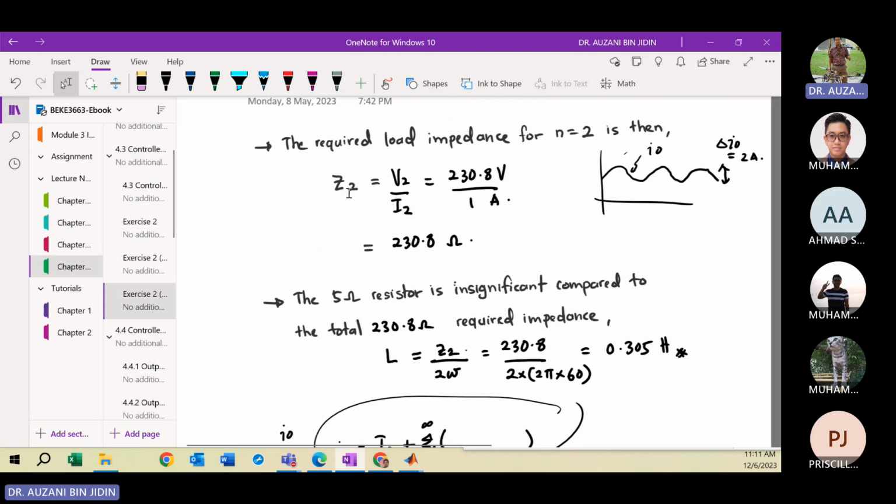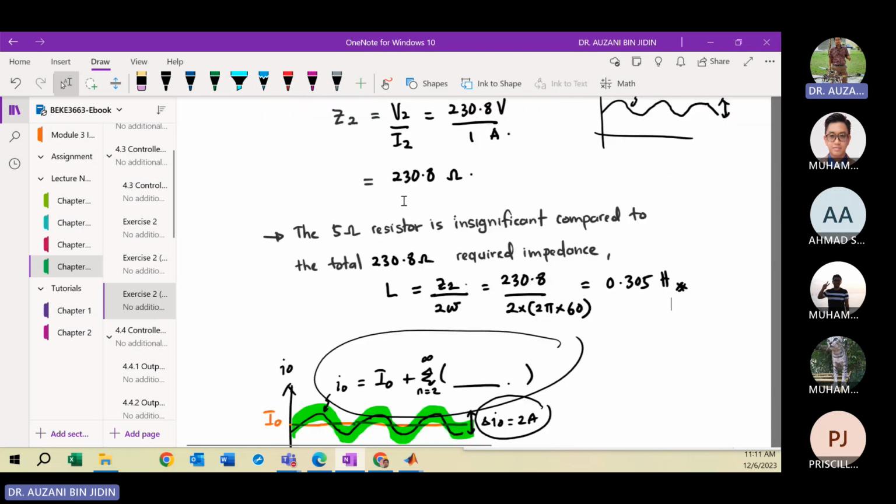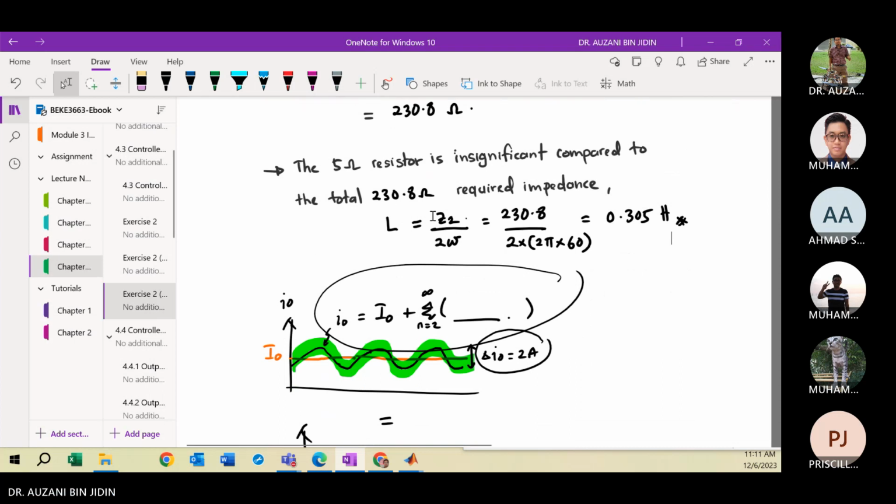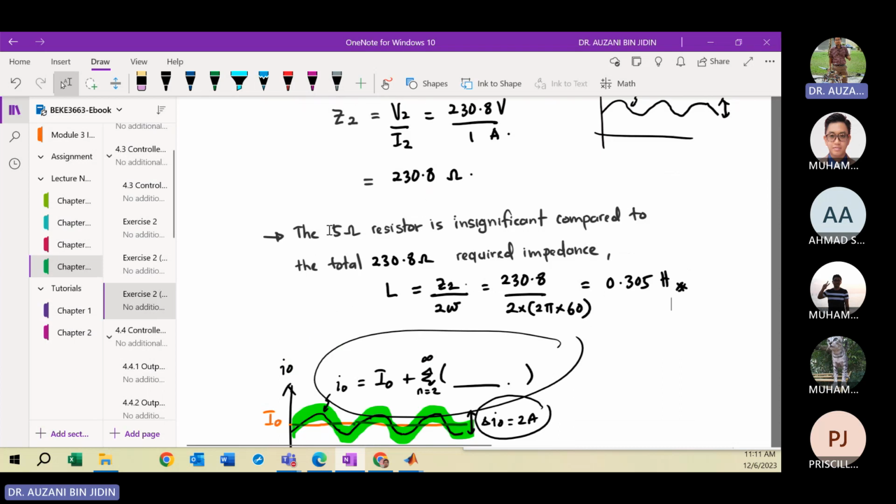Then you can calculate the impedance. After you get the V2, you estimate the V2, you can calculate the required load impedance, which is 230 ohm. So you need to apply another assumption in order to simplify the analysis.